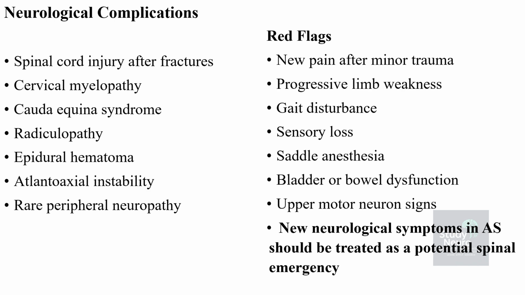Certain symptoms should raise immediate concern. New spinal pain after minor trauma, progressive limb weakness, or a change in gait may indicate an unstable fracture or neurological injury. Sensory loss, saddle anesthesia, or new bladder and bowel dysfunction are particularly concerning, while upper motor neuron signs may suggest spinal cord involvement. Any new neurological symptom in a patient with ankylosing spondylitis should be treated as a potential spinal emergency until serious structural injury has been excluded. Prompt imaging and specialist assessment are essential. Do not underestimate minor trauma. The ankylosed spine can fracture.